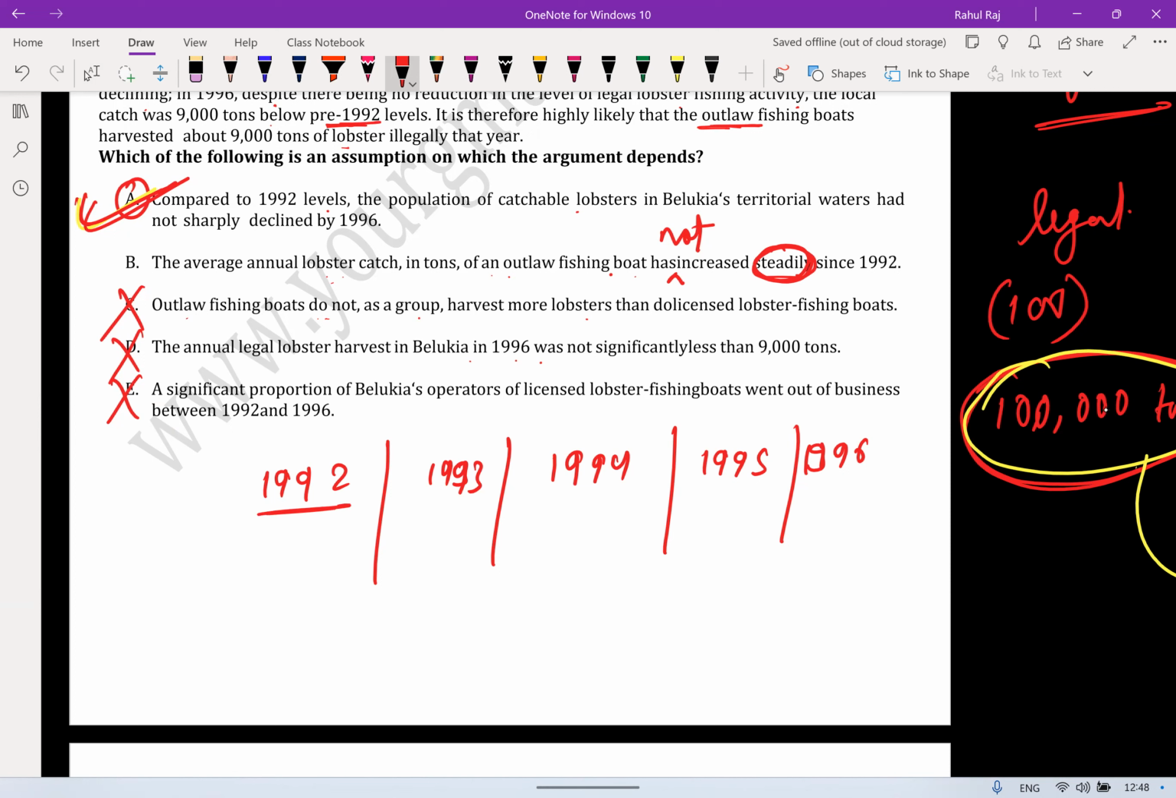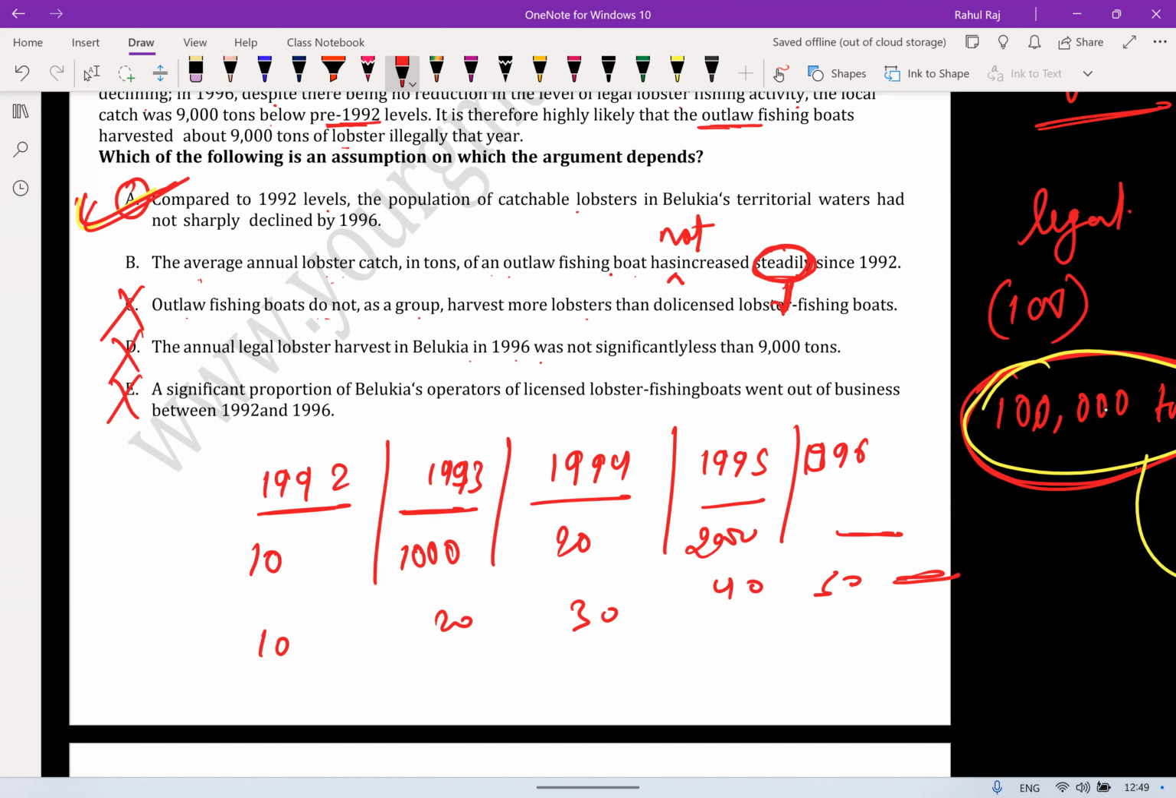It might be that in 1992 the illegal boats caught, let's say, 10 tons of lobsters. In 1993, when I say it has not increased steadily, it might have increased at a very rapid rate, or at a very slow rate. So it is a possibility that here they might have caught 1,000 tons, again here 20 tons, here again 2,000 tons. It all depends. It might have increased at a very rapid rate, or it might have increased 10 here, 20 here, 30 here, 40 here, 50 here. It might have increased at a normal rate. So just because of this, you can.